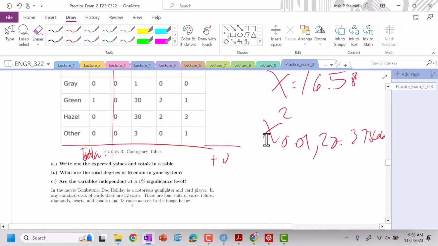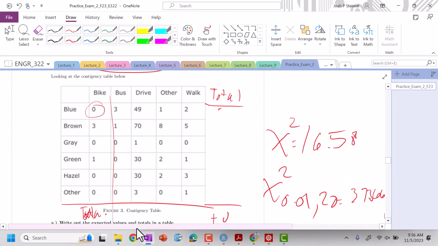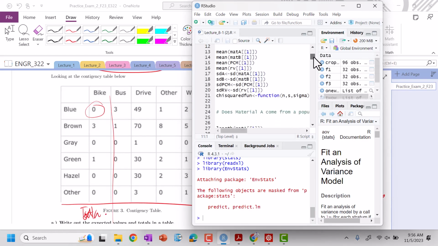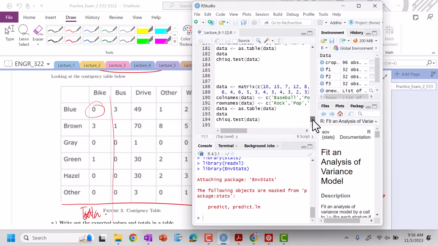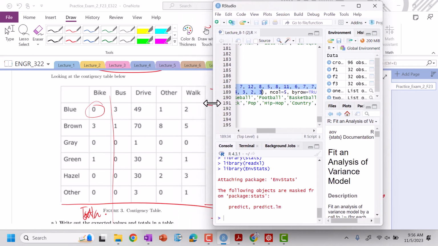So let's double check that with our R code. We can actually read in this same data set. So let's read in our values here. So let's call our matrix. And again, we're just going to type in our values. So it's going to be 0, 3, 49, 1, 2, 3, 1, 70, 8, 5, 0, 0, 1, 0, 0, 1, 0, 30, 2, 1, 0, 0, 30, 2, 3, 0, 0, 3, 0, 1.